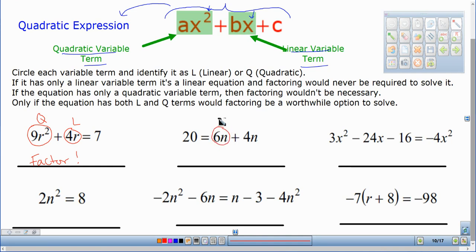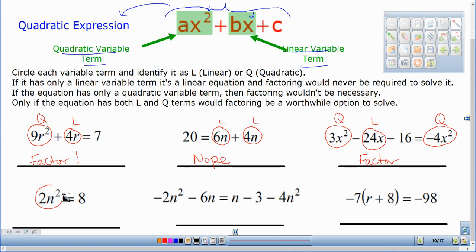Okay, this one has a variable that's linear, and this one has a variable that's linear. And then that means no. I don't need to factor for that. That's just a linear equation. This one has a quadratic term. This one has a linear term. And if I went over here, I would still see another quadratic term. I only need to see that there's one of each, and we do have that. So this would be a good one to factor.